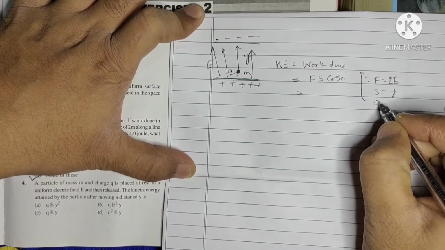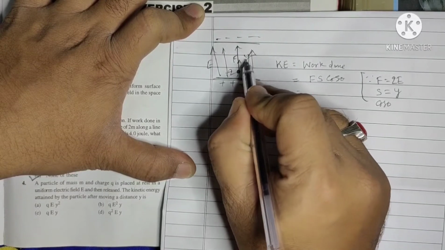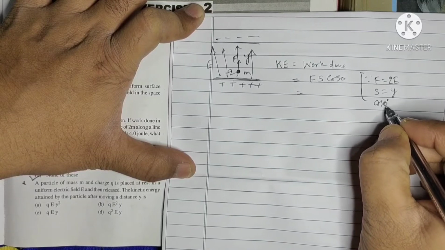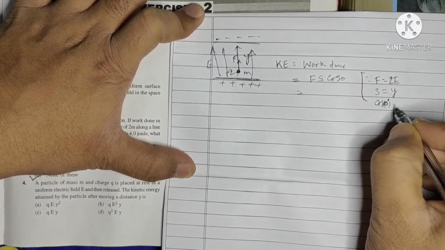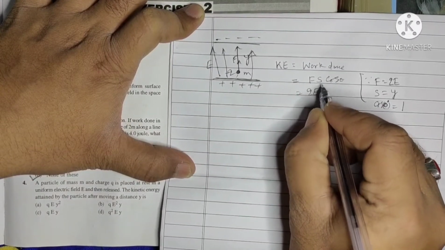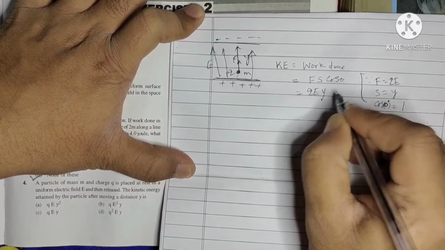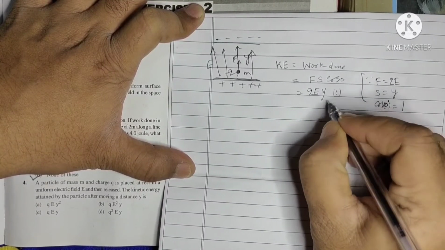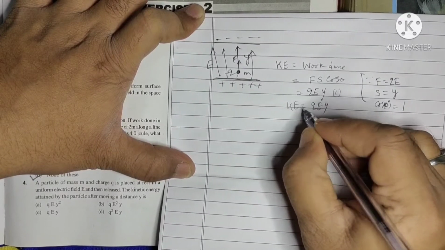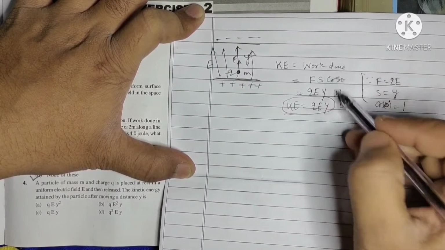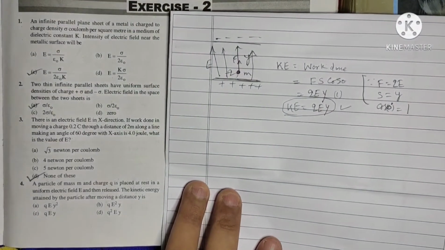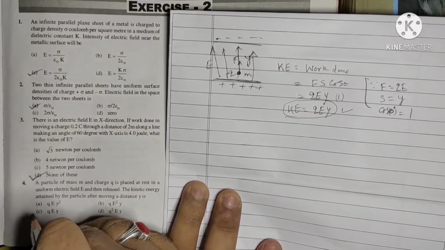And here for cos theta, the force as well as the displacement both are in the same direction. Therefore I can say that the angle is 0, so cos 0 is 1. So therefore I can write F as QE, S as y, and cos 0 as 1. So the answer is QEY. This is the kinetic energy. This much amount of work done is called kinetic energy. So hence we can say that the third option is correct.